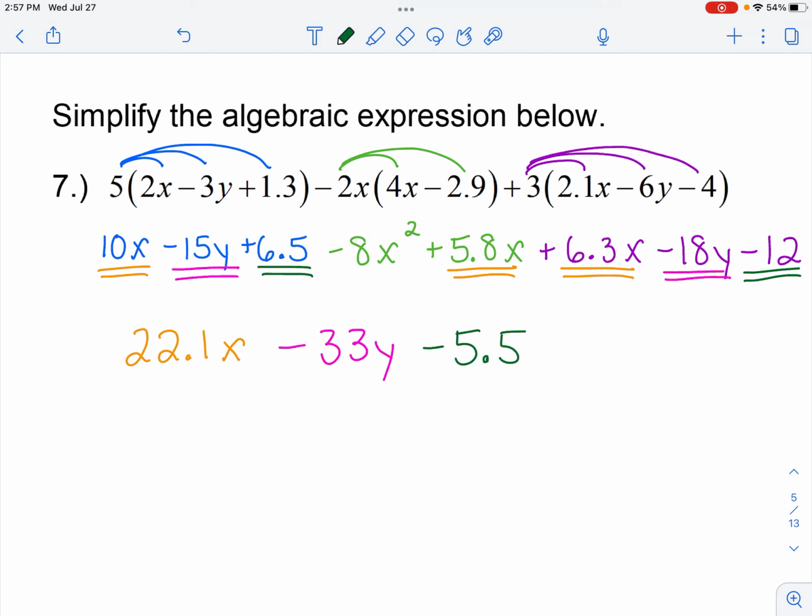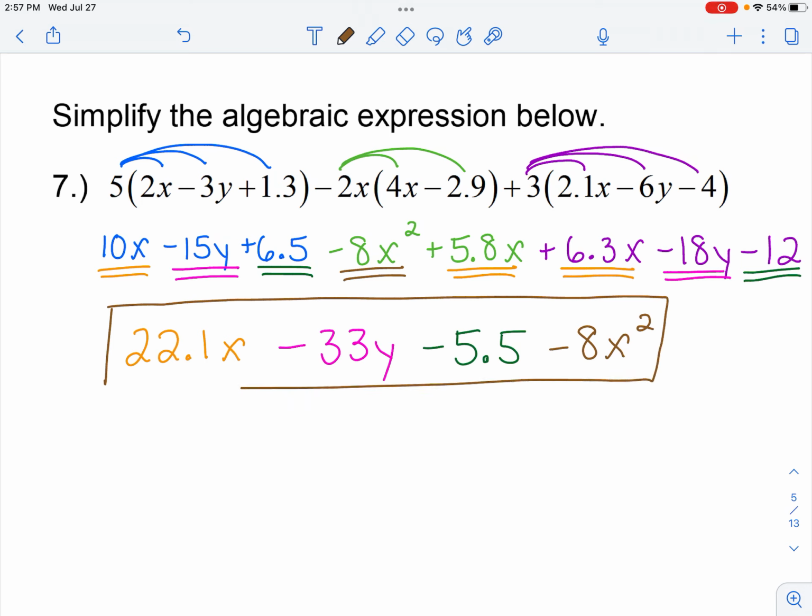And now I've used everything except for this one lonely guy in the middle right here, negative 8x squared. I'm just going to throw him at the end. These terms do not have to be written in any particular order. There's no set order that you have to write them in. I know I said I was going to go mostly alphabetical, but that x squared kind of got thrown in at the very end there. You just want to make sure that every term gets considered when you're simplifying an algebraic expression, okay?